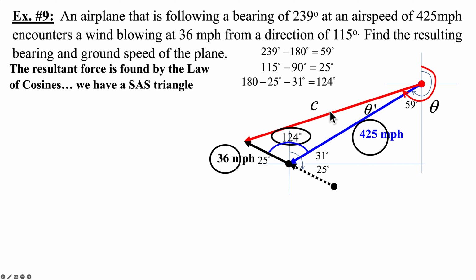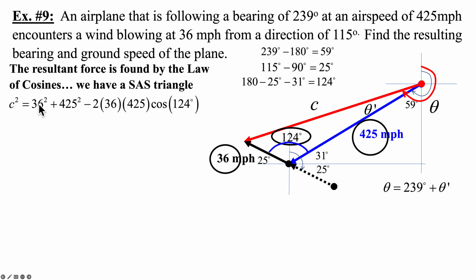Now, we also have to find the bearing. The ground speed is going to be the magnitude of c. The bearing is that original 239 degrees, and then we're going to get another theta prime in there, that little sliver of an angle. We're going to have to add that to it. So our theta will be 239 plus theta prime. Just like the last problem, we're going to find the opposite side of our 124 angle, find the resultant vector, then we can use our law of sines to find our theta prime.